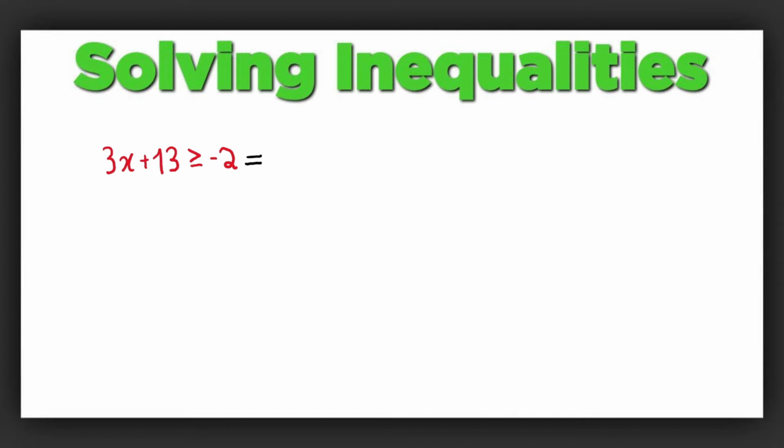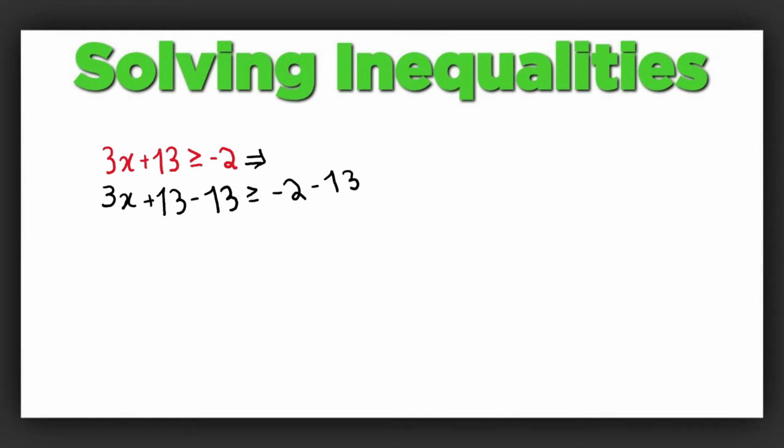To do so, I am going to write 3x plus 13 minus 13 is greater than or equal to negative 2 minus 13. Now you may ask, why did I use the subtraction sign? Because the inverse operation of addition is subtraction.